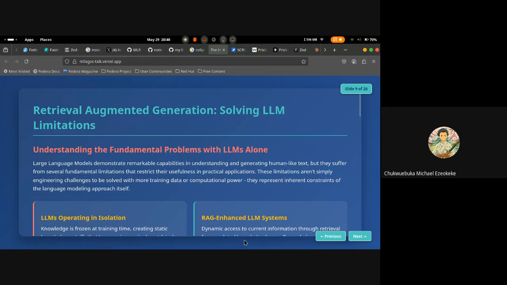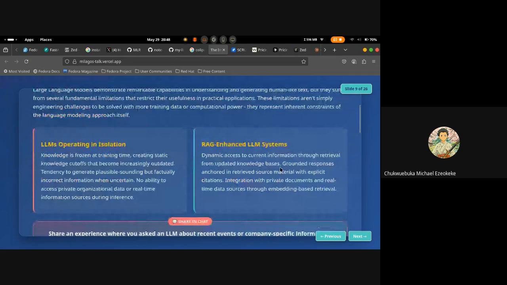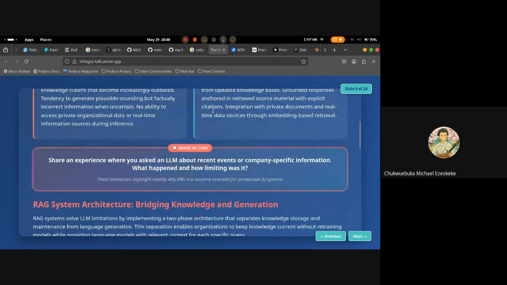At the initial stage, large language models' knowledge was most times frozen at training time. Before the RAG concept was integrated in ChatGPT, if you asked it for current information, it would tell you that its training cutoff was a certain date and it did not know anything beyond that. This was in 2022 when ChatGPT was launched. So with RAG now, we have dynamic access to current information through retrieval from updated knowledge bases, grounded responses, and source material with explicit citations.